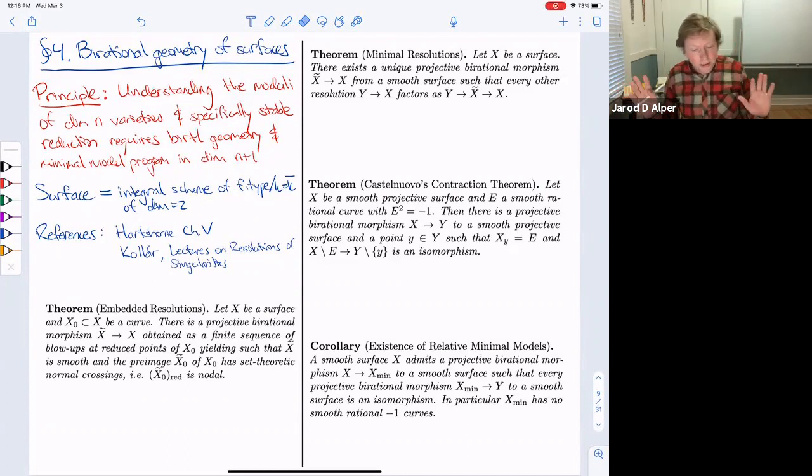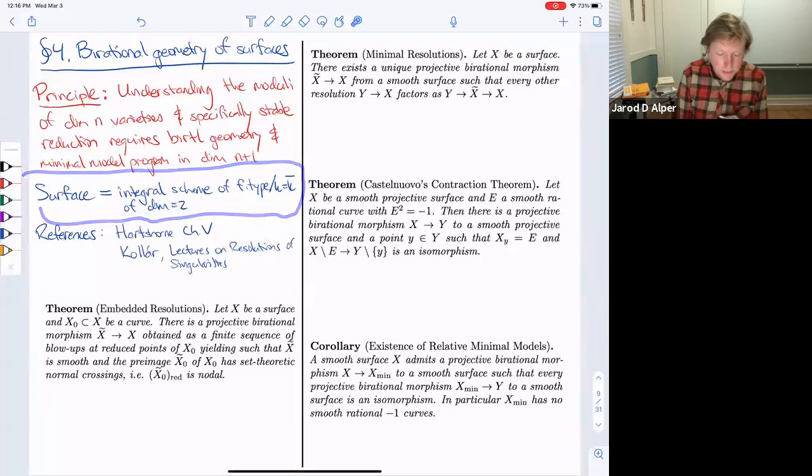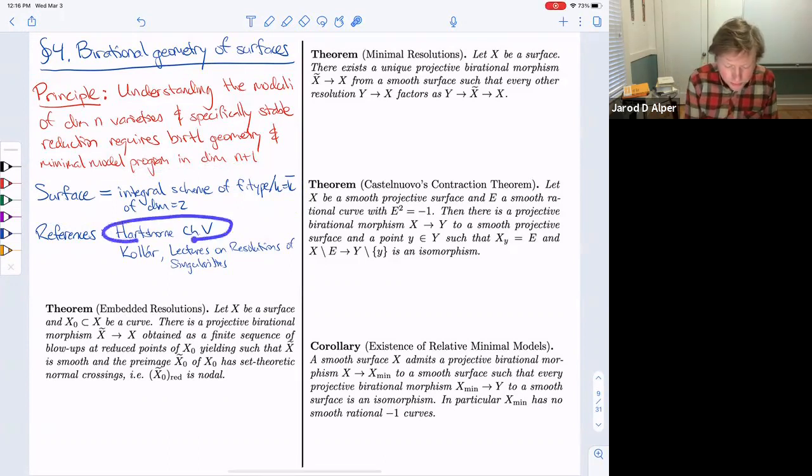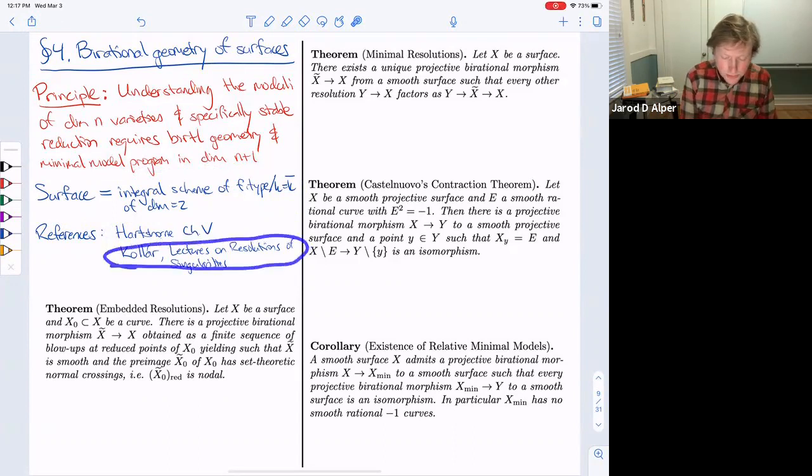So for us, we're interested just in the case of curves, and so we need to know stuff about the minimal model program for surfaces. Here, by a surface, in the statements below, I just mean an integral scheme of finite type over a field of dimension 2. But we apply this to curves over a DVR, and it also works in that setting. The references for all these facts are in Hartshorne, chapter 5. Another nice place to read about this is Kollár's lecture notes on resolution of singularities.